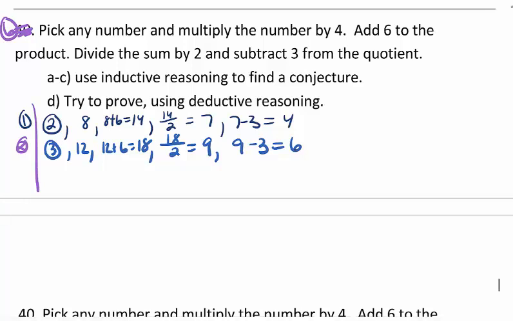So again, you may come up with an idea, but really not a good idea to try to decide it based on only 2 options. So we're going to do a third one.